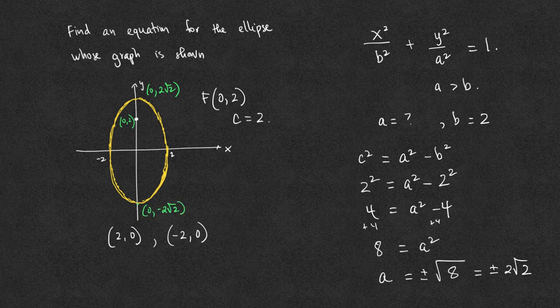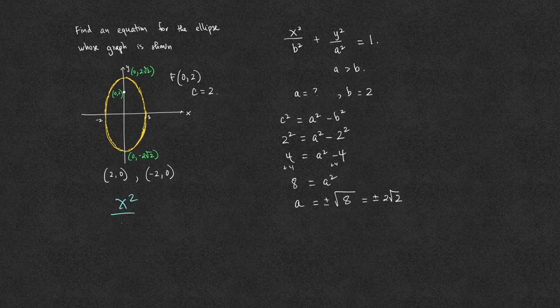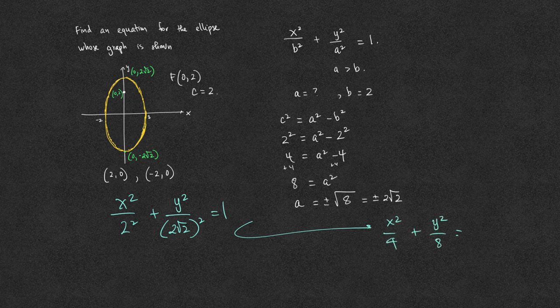The equation of this ellipse has to be x squared over 2 squared plus y squared over (2 root 2) squared equals 1, or simply x squared over 4 plus y squared over 8 equals 1.